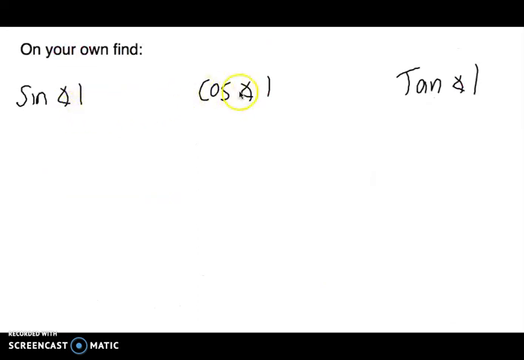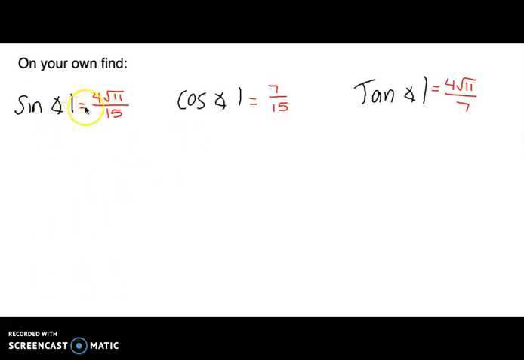We put 3 more practice problems here. So I'm going to give you time right now on your own to solve for these from the previous figure from the page before. So I'm just going to pause the video and give you time to try to solve for each of these trig functions. For sine of angle 1, you should have gotten 4 square root of 11 over 15. For cosine of angle 1, you should have gotten the ratio of 7 over 15. And for tangent of angle 1, you should have gotten 4 square root of 11 over 7.